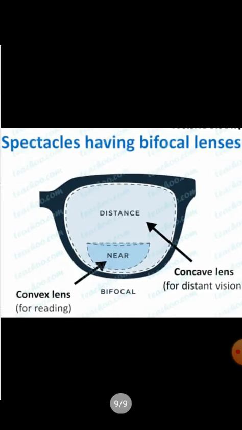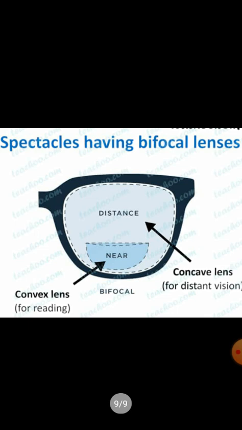So you can see the bifocal lens which is used for people suffering with presbyopia, where they cannot see both far objects and near objects. The upper part, as we have learned, has a concave lens which is used for distant vision, and the lower part is used for near vision and it is a convex lens. I think all of you have understood the three main defects of vision: myopia, hypermetropia and presbyopia.